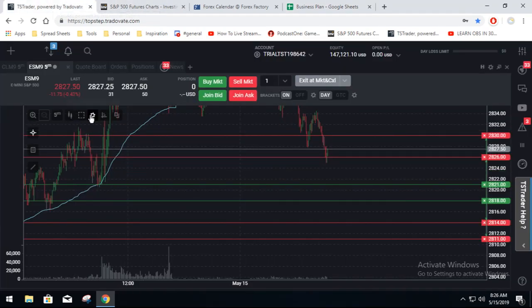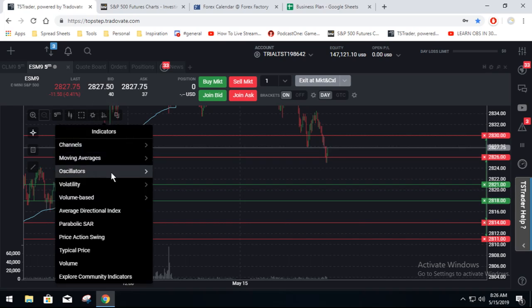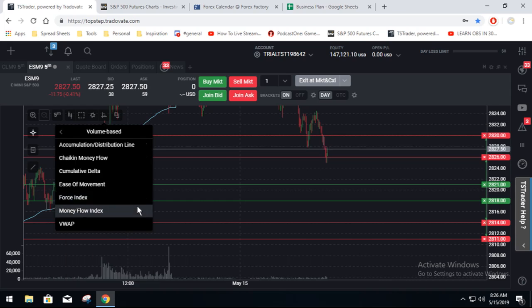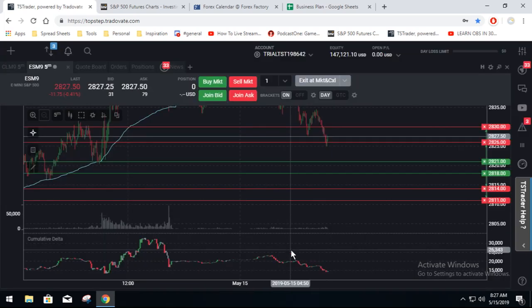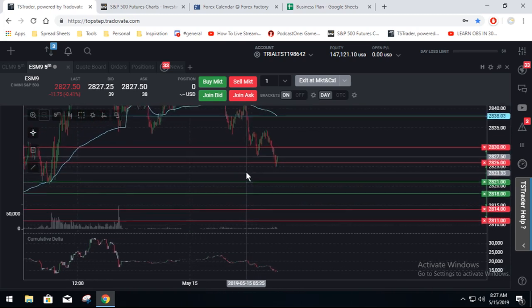If you want to add an indicator, you can always have. All I have right now is the VWAP. You could use volume based, and you can use a cumulative delta. So you can see delta is short overnight, and looking for a bounce to the upside.